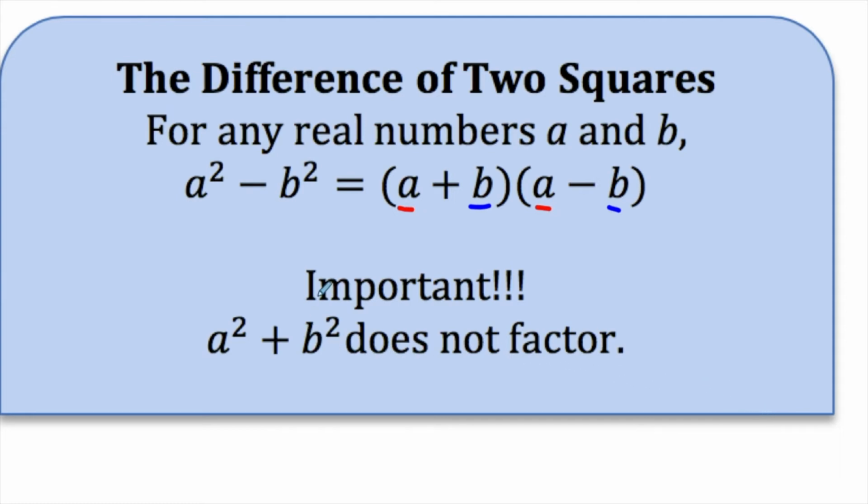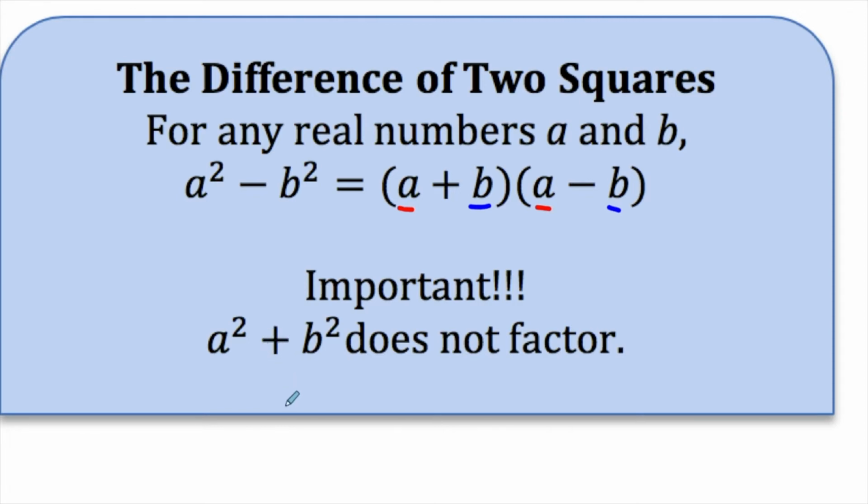Now, what we need to remember here, and I have this listed, is that if we have a squared plus b squared, this does not factor, and we will write prime, just like the number 7 doesn't factor. There's no factors of 7 other than 1 and 7, that's prime, and we will write that this is prime, this does not factor.